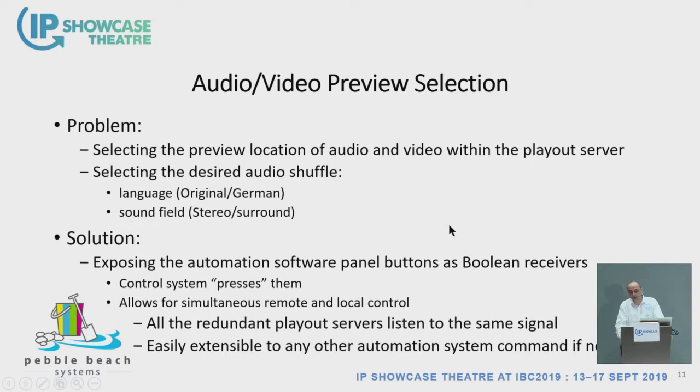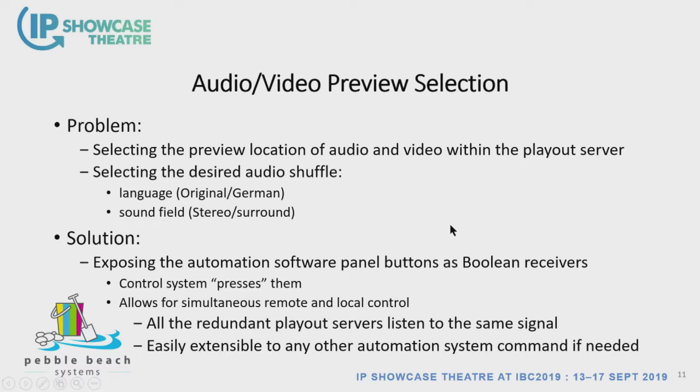The solution for this one was to expose the automation panel buttons that can do those things as Boolean receivers. So in a way, the control system is able to press the buttons on the automation smart panel. In that case, if an operator wants to do the same thing, he can do that in the local user interface, but also the automation could do it for him if the control is from somewhere else. And in terms of redundancy, it just means that main and backup system have to listen to the same source, and they will all follow the same commands if required.